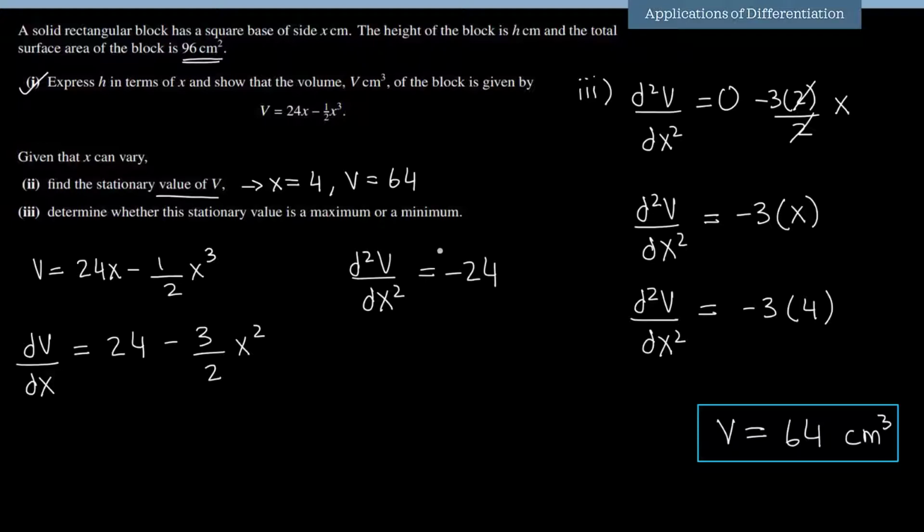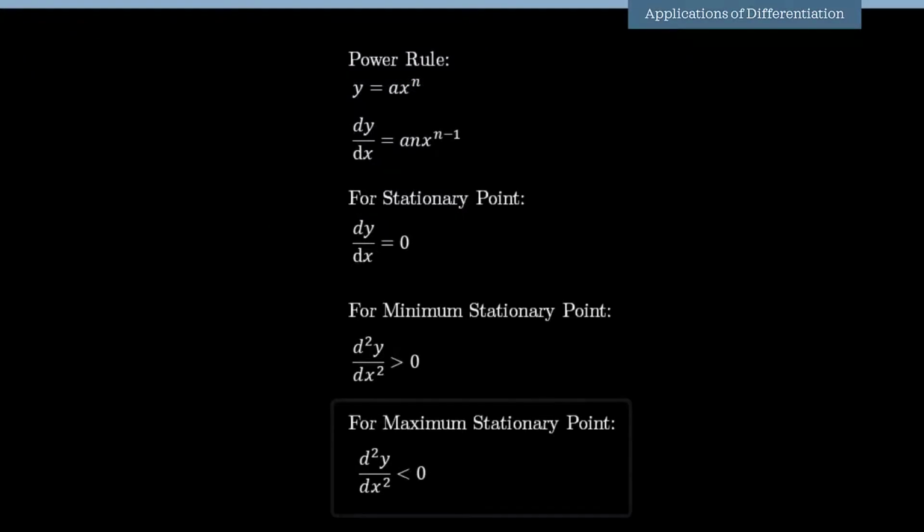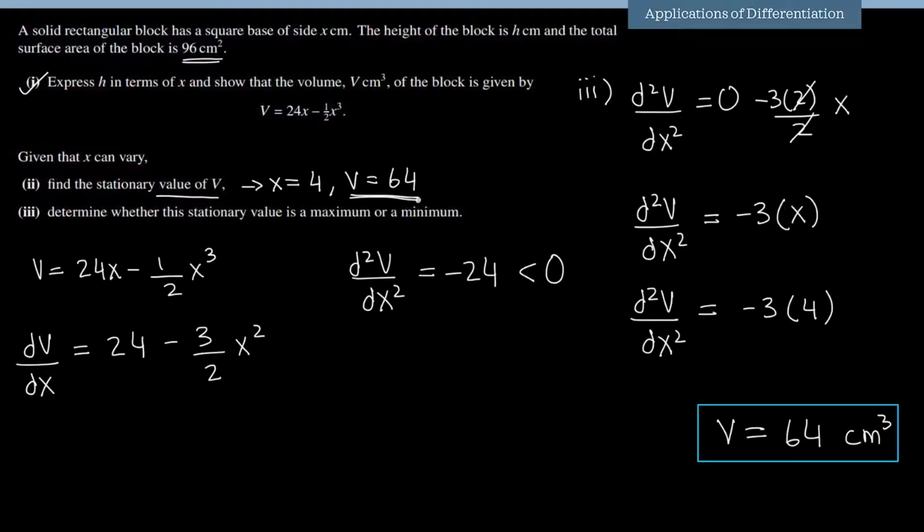Here the double derivative is minus 24, which is less than 0. And whenever the double derivative is less than 0, the stationary point is a maximum stationary point. So this value of volume, which is 64, is a maximum value. So this is a maximum stationary point.